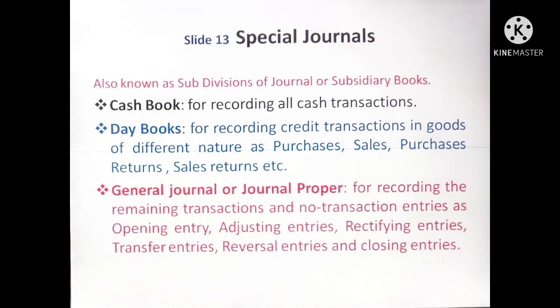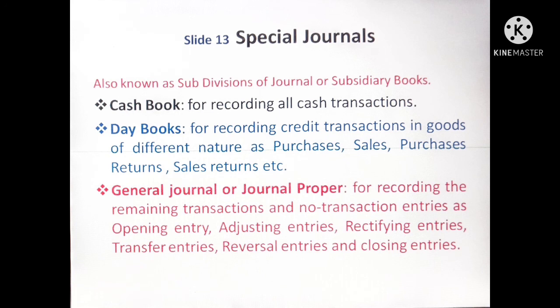In accounting in practice, different journal books are used for recording transactions of different nature instead of using a single journal book. Cash book is used for recording all cash transactions. Day books like purchases day book, sales day book, purchase returns book, sales returns book, etc. are used for recording credit transactions in goods of different nature.